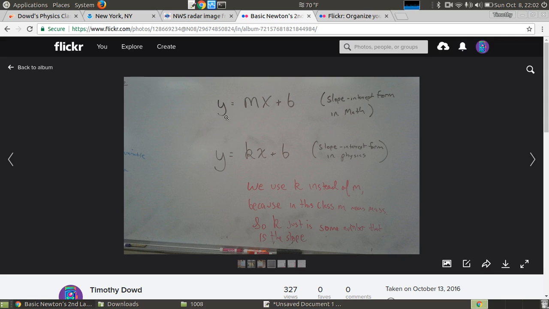Just one thing to understand: y equals mx plus b, our slope-intercept form for a line. From here on out, I'm going to write it y equals kx plus b, k for constant, because we're using m for mass. So this doesn't look as familiar, but I think it'll stop us from being confused.